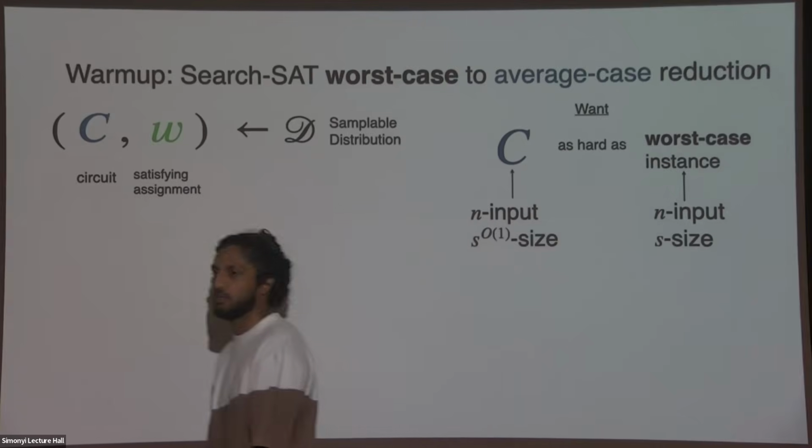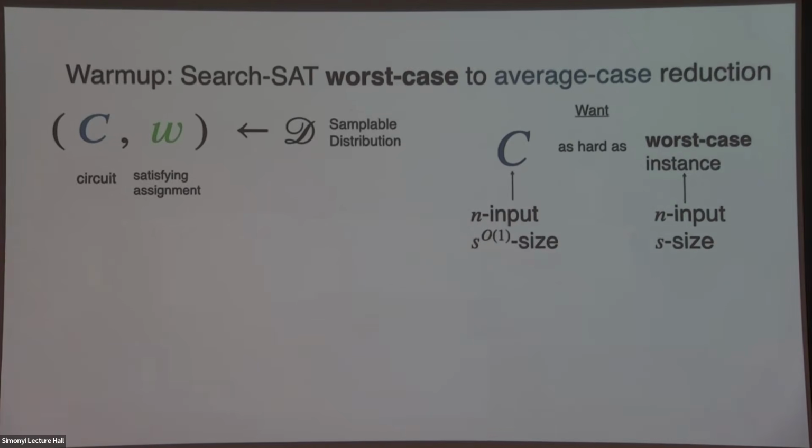Okay, does this make sense? Or does the question make sense? This is what I want. I want to come up with some distribution on SAT instances that is as hard as the worst case. Okay, and I'm going to tell you how to do this using IO.